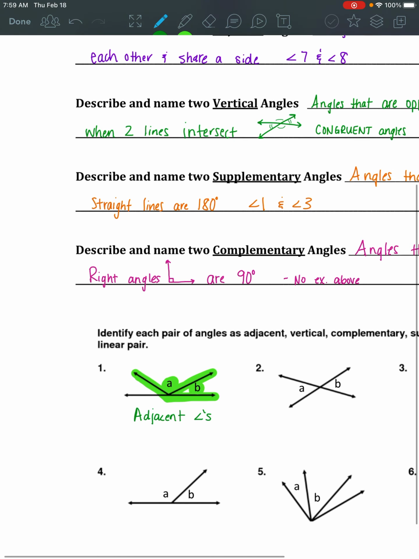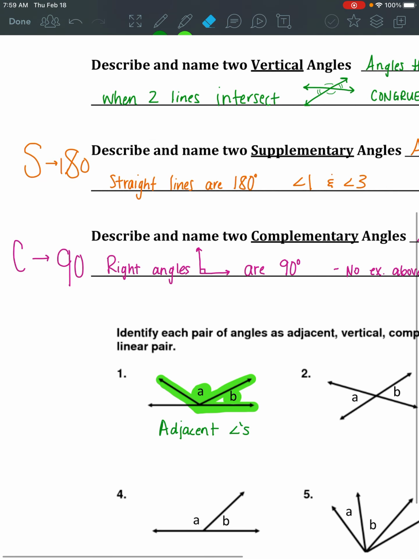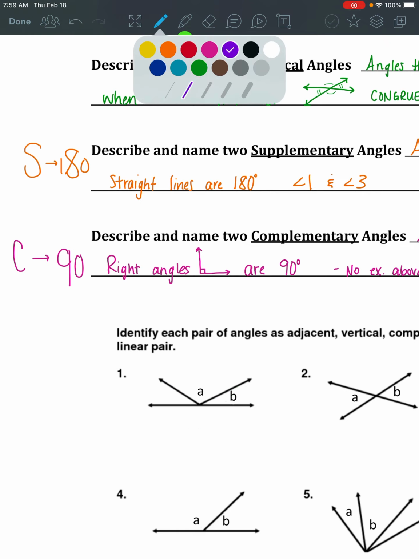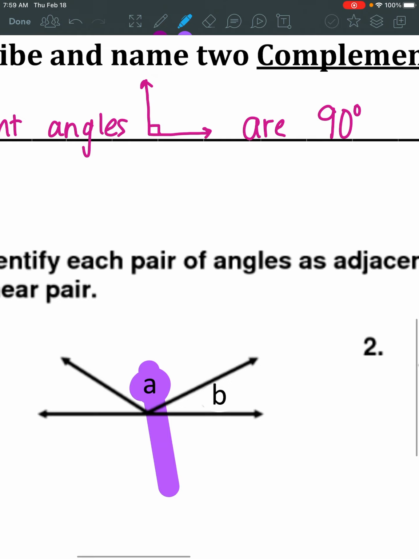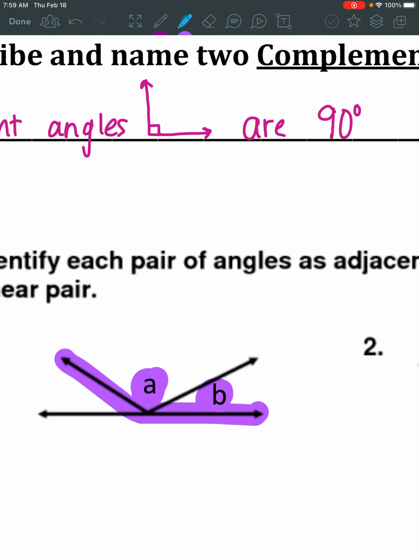Next one. And you know what I just noticed? I was trying to keep it consistent. I thought I did it in green. I didn't. So if you're staying with me on the colors, this one should actually be in purple for adjacent. That's what I did up above. So there we go. They share a side, so those are adjacent.